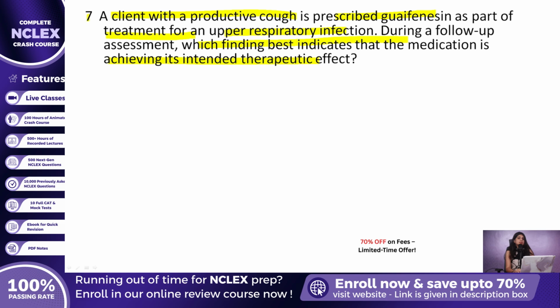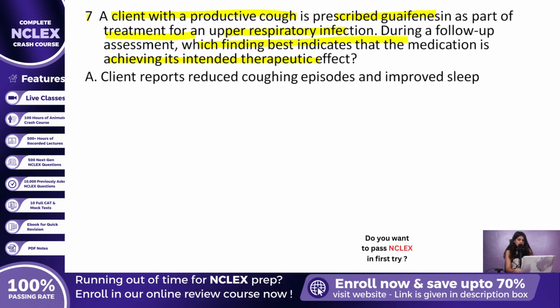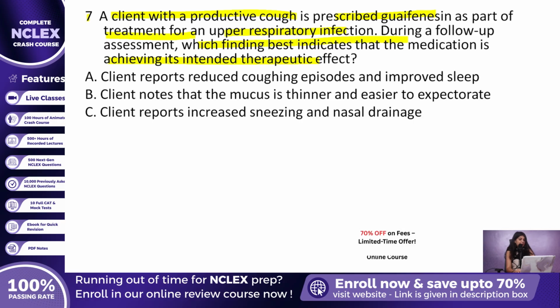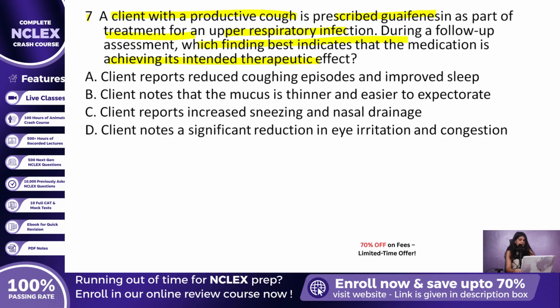Take a moment to think about the mechanism of action behind Guaifenesin and what specific outcomes you would expect to see. Here are the choices. Let's analyze them. Option A, client reports reduced coughing episodes and improved sleep. Option B, client notes that the mucus is thinner and easier to expectorate. Option C, client reports increased sneezing and nasal drainage. Option D, client notes a significant reduction in eye irritation and congestion. Now let us determine which response best matches the purpose of prescribing Guaifenesin.